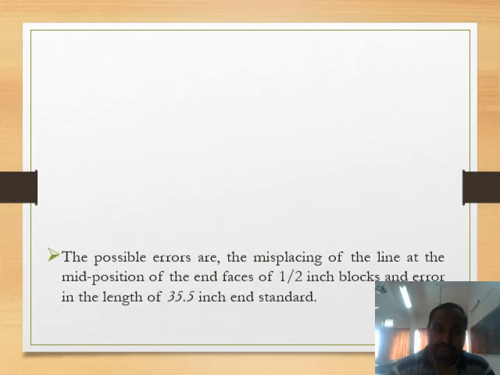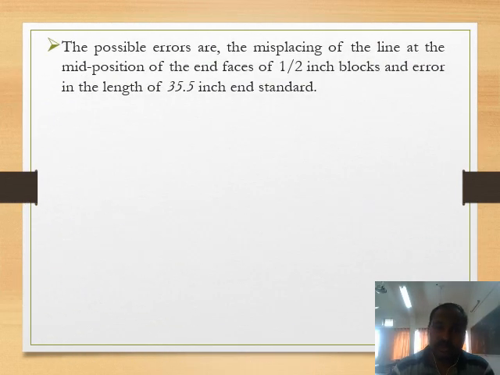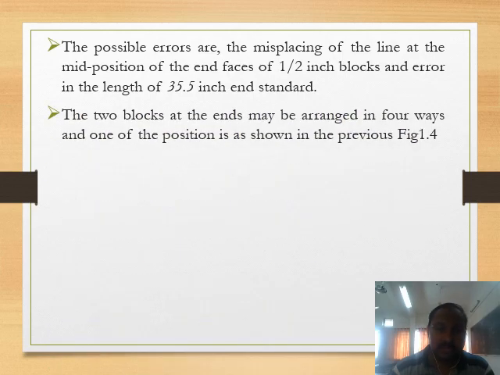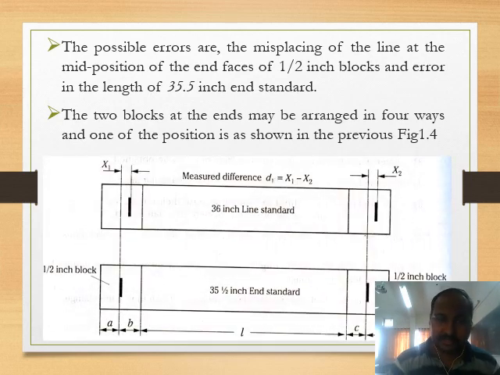Now the possible errors need to be checked. One is the misplacing of the line at the mid position of the end faces of the half-inch block, and the other is the error in the length of the 35.5-inch end standard. The two blocks at the ends may be arranged in four different ways, and one position is shown here as an example. To get the 36 inch, the 35.5 inch end standard is kept at the center. This is the first combination.